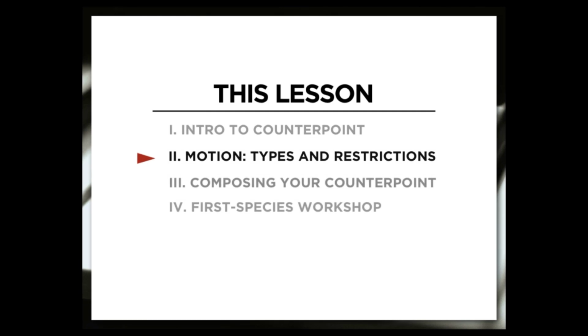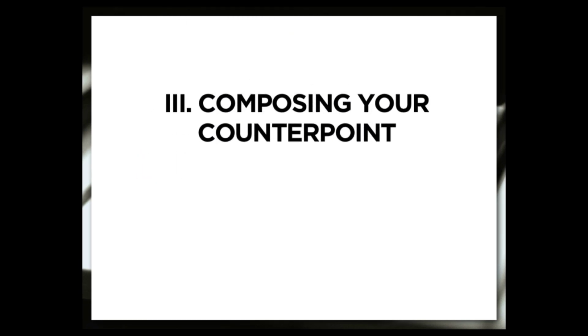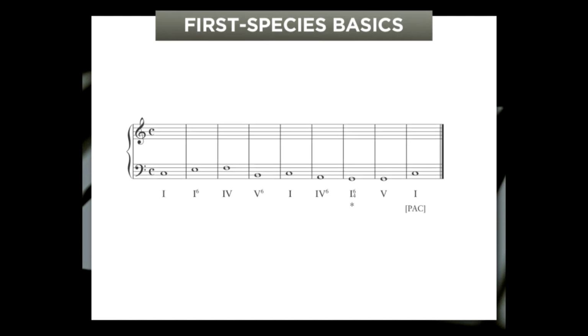So let's move on now to composing a counterpoint. As already mentioned, in first species and all the other species, the teacher gives the student, that's you, a bass line with Roman numerals underneath it. This is the same bass line I use as the main example in your counterpoint text, so this may sound familiar to you.